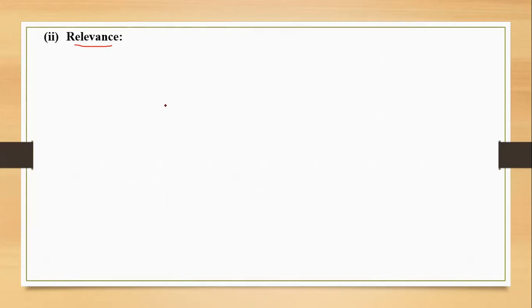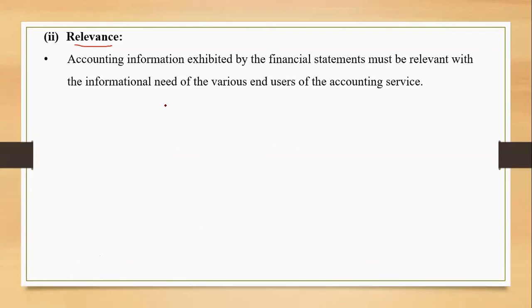So what is to be done? We just need to make sure that any irrelevant data, unneeded information should not be disclosed in the books of accounts. Whatever is required as per the law, we should disclose such information, and all the relevant information which can be of some use to any of the users of accounting information to come to some decision, that information should be shown in the books of accounts, right? So accounting information exhibited by the financial statements must be relevant with the informational need of the various end users.